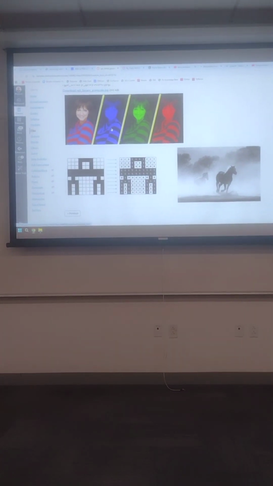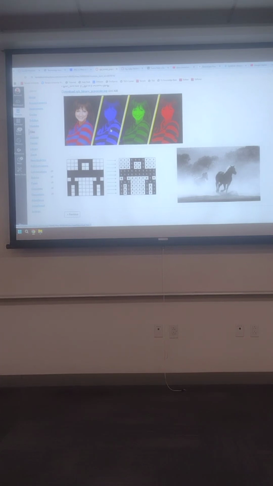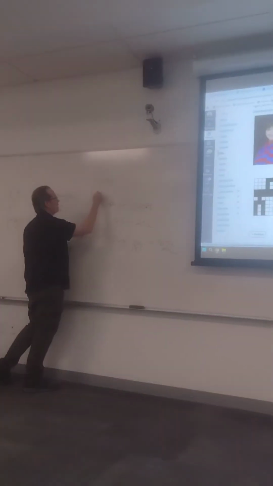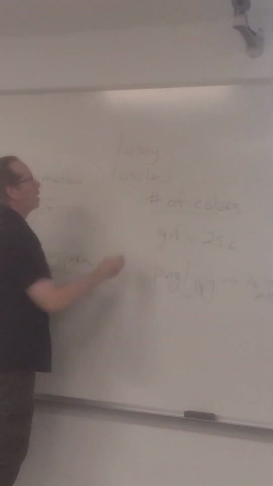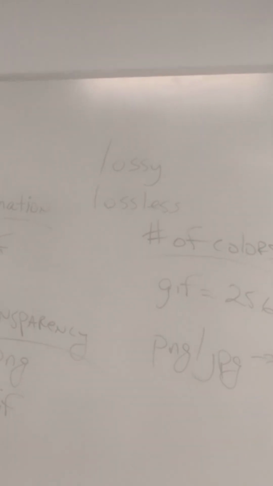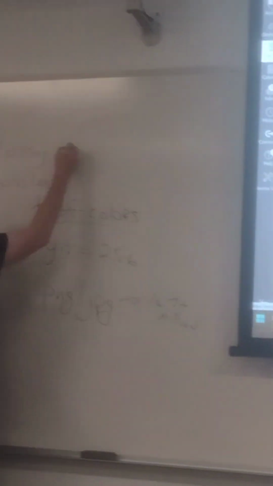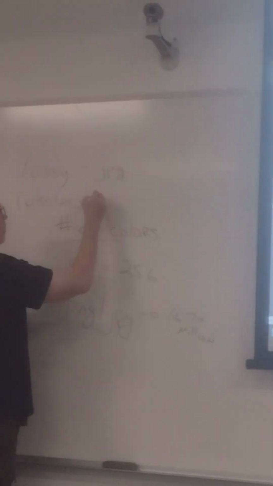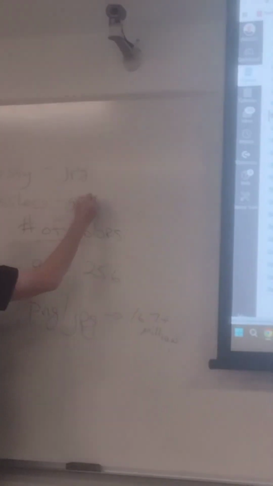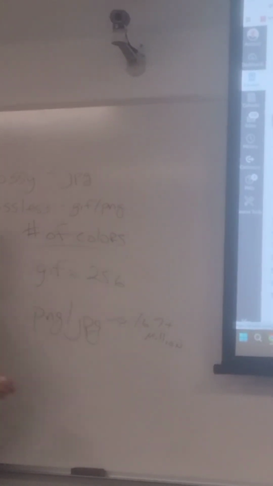Now, there's two different types of compression. You have something called lossy and lossless. I never heard of them. Out of these three, lossy, you have JPEG. So lossy is JPEG. And then with the other ones, you have GIF and PNG.